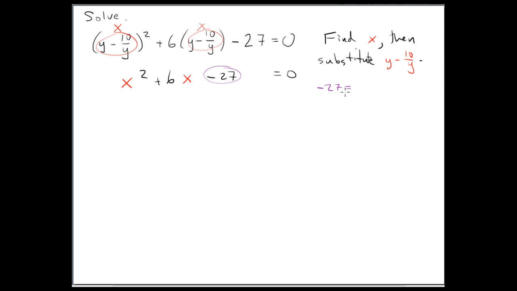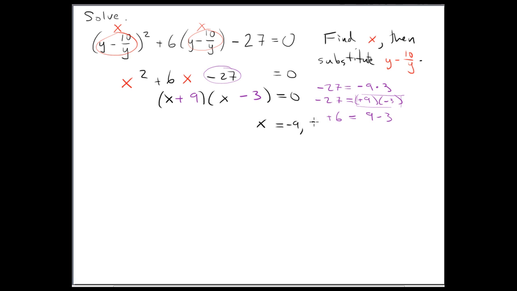Negative 27 is equal to negative 9 times a positive 3. But it's also negative 27 is equal to a positive 9 times a negative 3, right? And that's the one that we want because positive 6 is equal to 9 minus 3. So we're going to have plus 9, we're going to have minus 3. Great. So x plus 9 times x minus 3 is equal to 0. Okay, so that means x is going to be equal to negative 9 and positive 3.